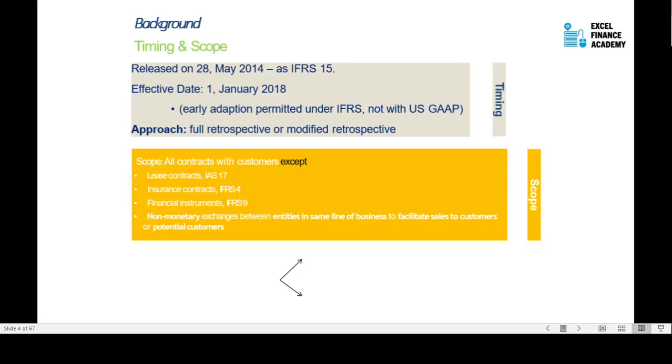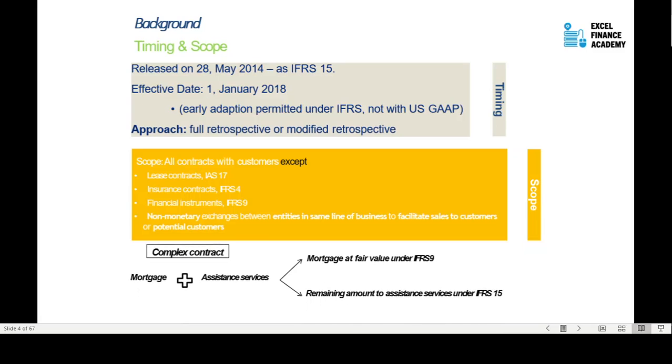Or they may be for internal consumption purposes, or even if you are giving a free room for attracting sales to their potential customers, let's say for a free visit or something, those contracts will also not be covered under IFRS 15.